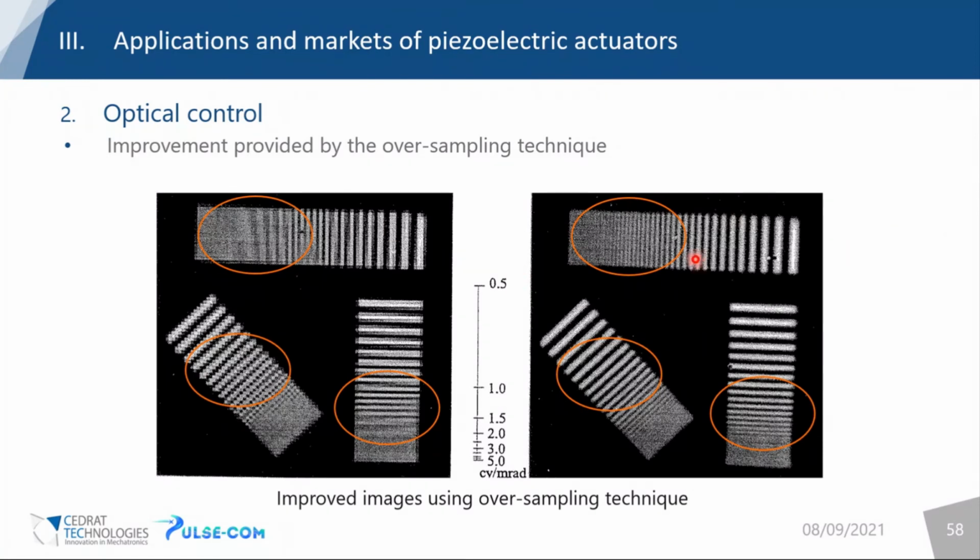So you can see the comparison. On the left, it is without the oversampling technique, so you have a lot of blurred areas on the pictures. And on the right, it's with the oversampling technique, and you have a better quality of the picture. So this is obtained by using a piezoelectric actuator.